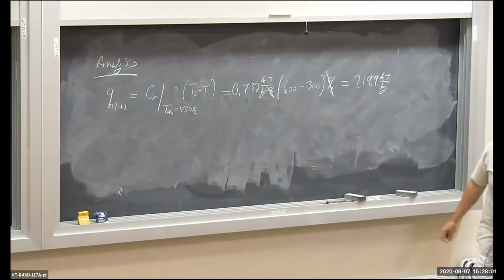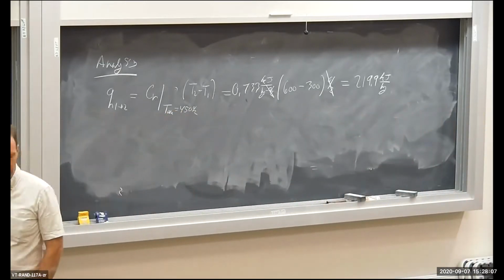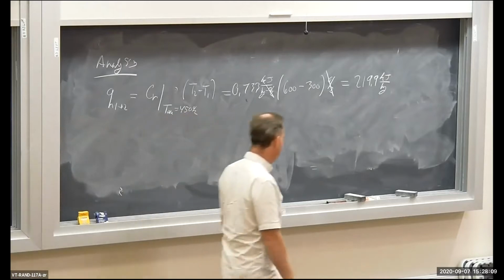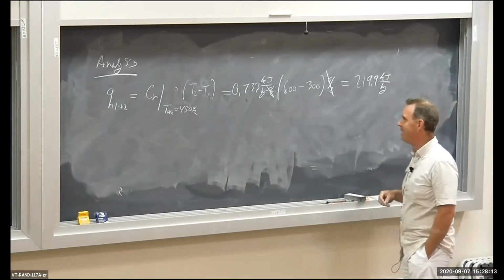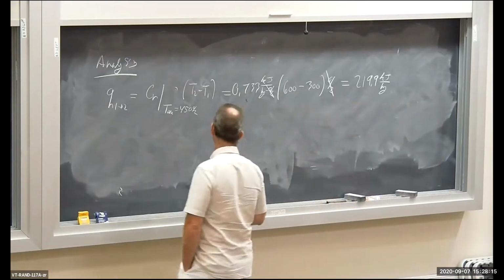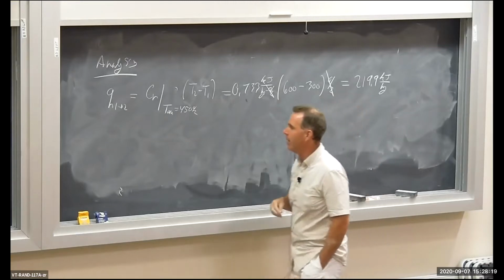0.733 kilojoule per kilogram degree Kelvin. Our temperature T2 was 600 degrees. Our temperature T1 was 300. How much heat to raise the system from 300 to 600 degrees? 219.9 kilojoules per kilogram. Notice the kelvins cancel out.